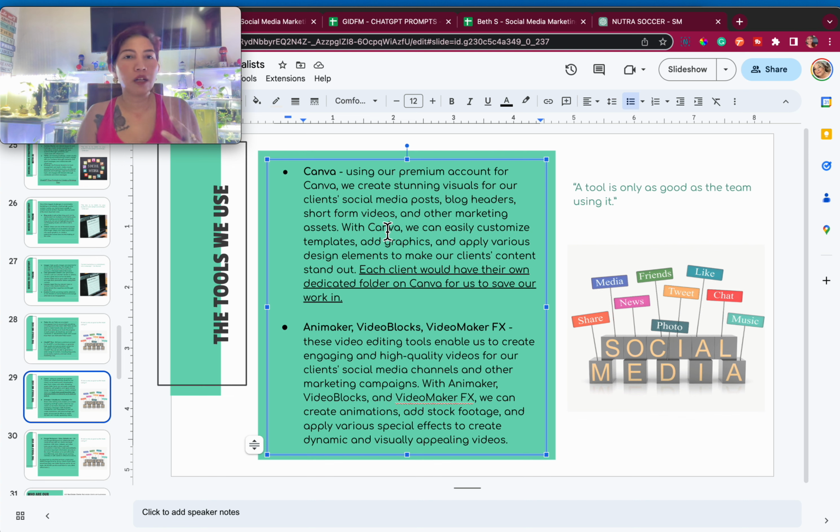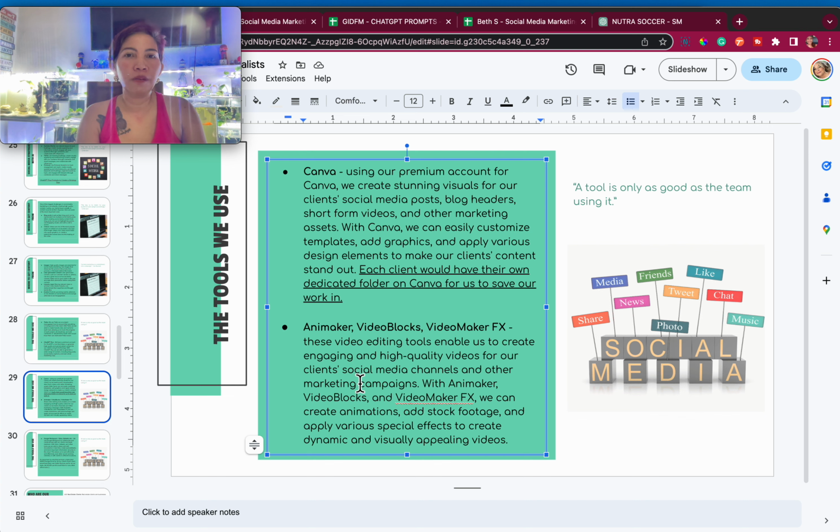You can do bulk uploads on Canva, so you can prompt ChatGPT to create 100 quotes about whatever topic you want. Put that in a spreadsheet, upload it on Canva, select a template, and bam, you have 100 quote graphics at your disposal. So that's amazing.